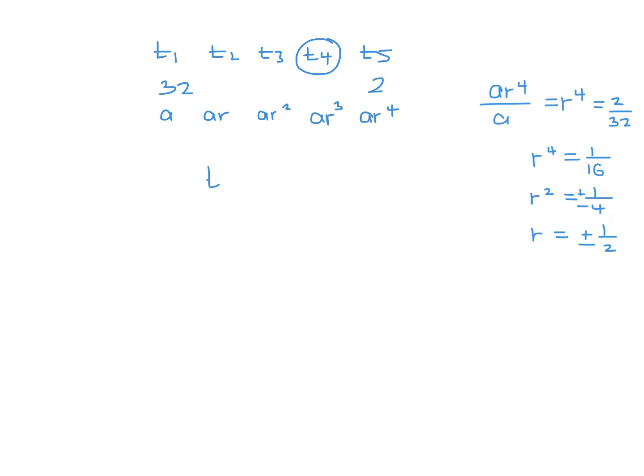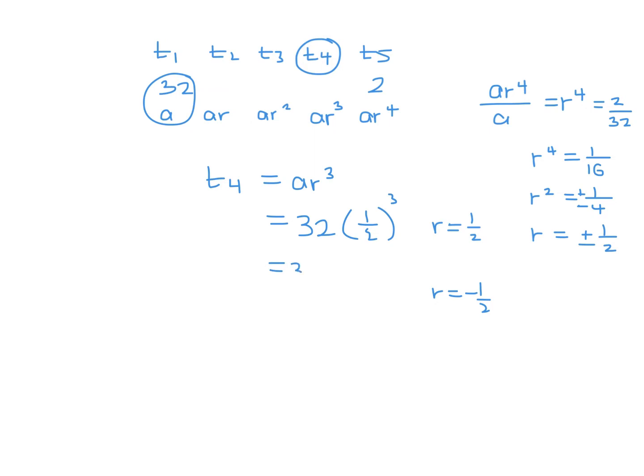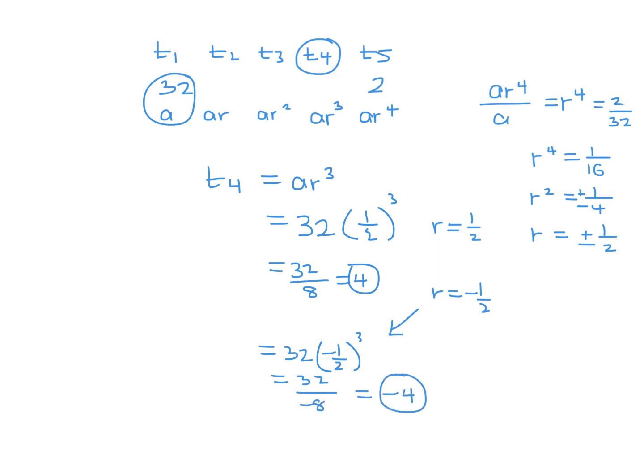Okay, so T4 is AR to the power of 3. Well, A we know is 32. And then R, well, we have two possible values for R. Either it's a half or it's a negative a half. If it's a half, it'll be 32 times a half to the power of 3, which is 32 over 8, which is 4. If it's negative a half, this will be 32 times negative a half to the power of 3, which is 32 over negative 8, and that's negative 4. So there you go. Those are the two values for T4 for part C.